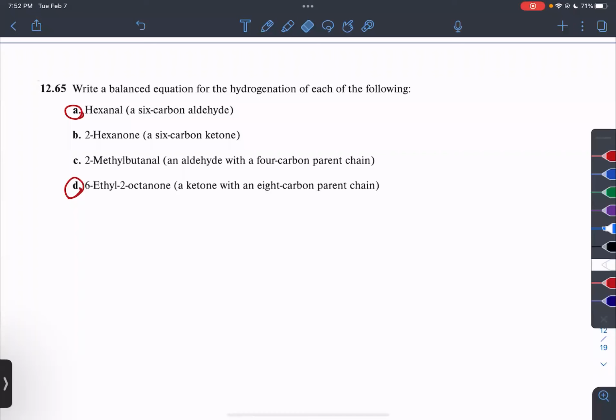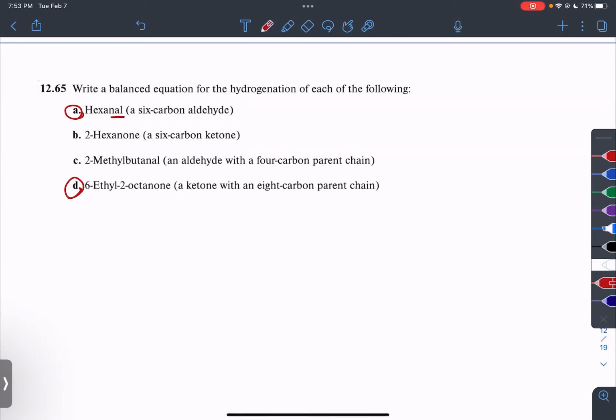So it's either going to be an aldehyde or a ketone. So I'm going to show you one example of each of these. Let's start with the aldehyde. So this is hexanal. This is an aldehyde that has 6 carbons, and all aldehydes end in -al. So that's where the "al" comes from.